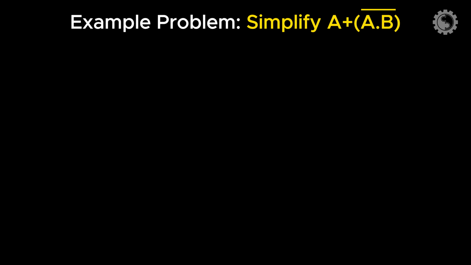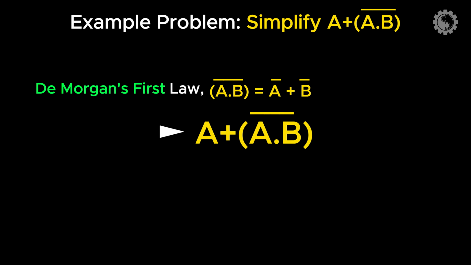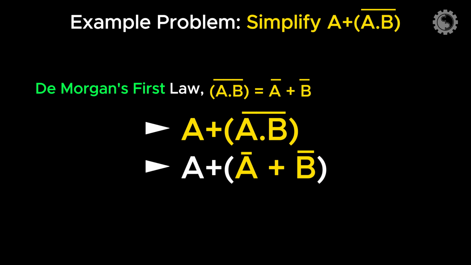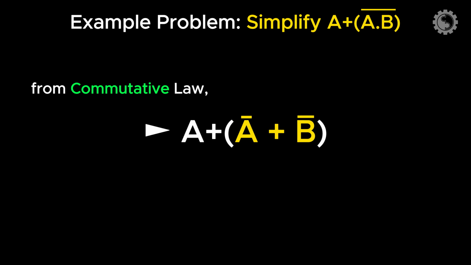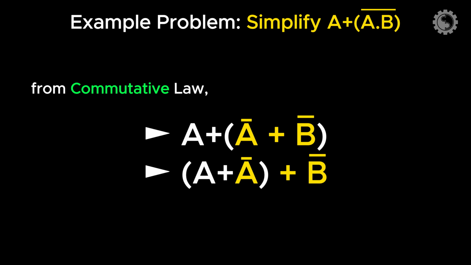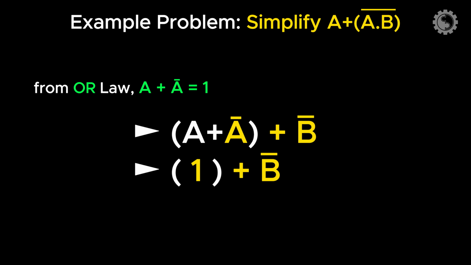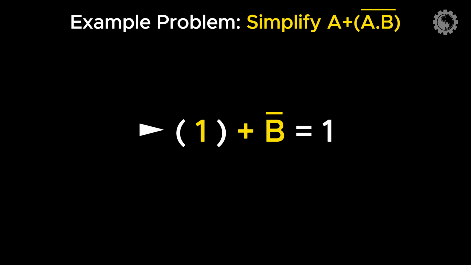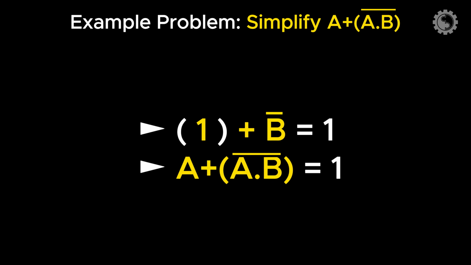For example problem, simplify (A plus A dot B) whole bar. According to De Morgan's first law, (A dot B) whole bar equals A bar plus B bar. From commutative law, changing the sequence of the variables. From OR law, A plus complement of A equals 1. And it becomes 1 plus complement of B equals 1. Therefore, (A plus A dot B) whole bar equals 1.